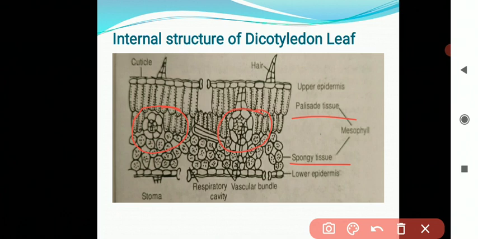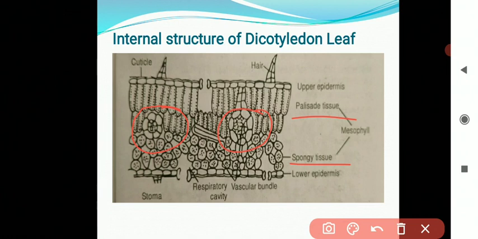So that's it regarding internal structure of dicotyledonous leaf, which shows the striking feature that it is a bifacial structure having upper and lower epidermis in which the mesophyll tissue is divided into palisade as well as spongy tissue.